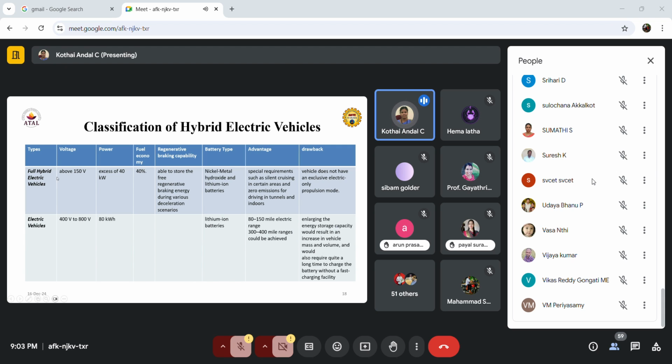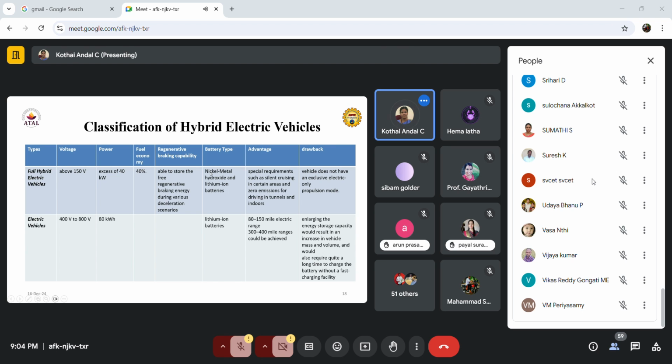Then the full hybrid electric vehicle. The voltage range is above 150 volt. Full regenerative braking is possible here, and we can recover more energy because of the high voltage. The power range is more than 40 kilowatts. Fuel economy of around 40 to 50% is possible.